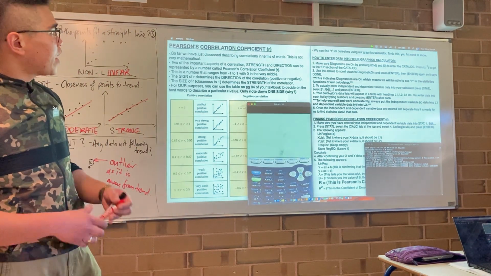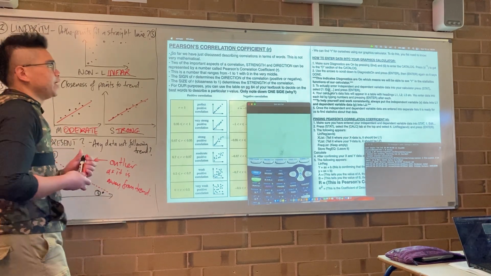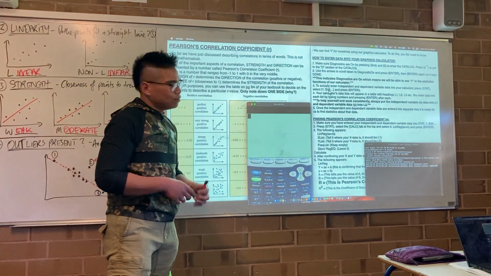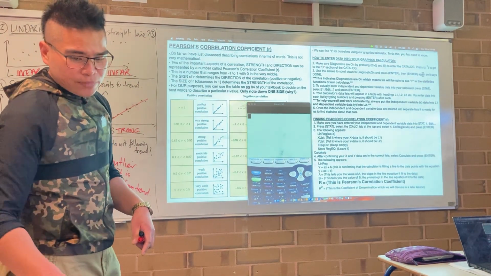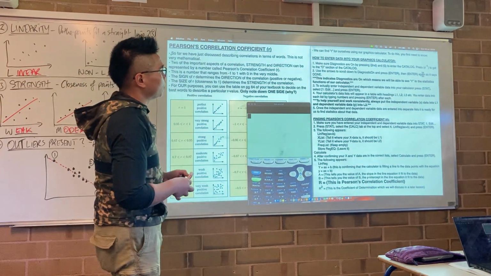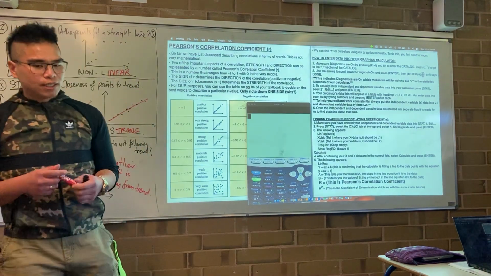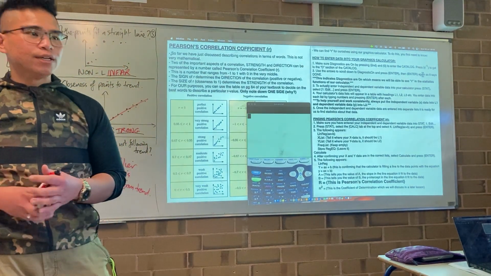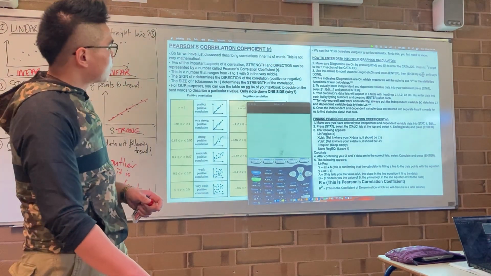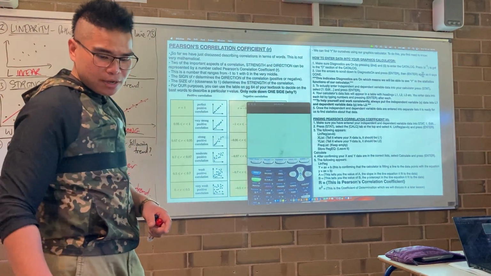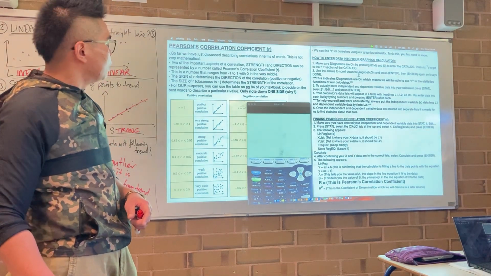We can find R ourselves using our graphics calculator. To do this, you first need to know, how do I enter data into my graphics calculator? Casio users, you don't need to do this first step, so just ignore. On your calculator, if you have a Texas Instruments, you need to turn diagnostics on first.